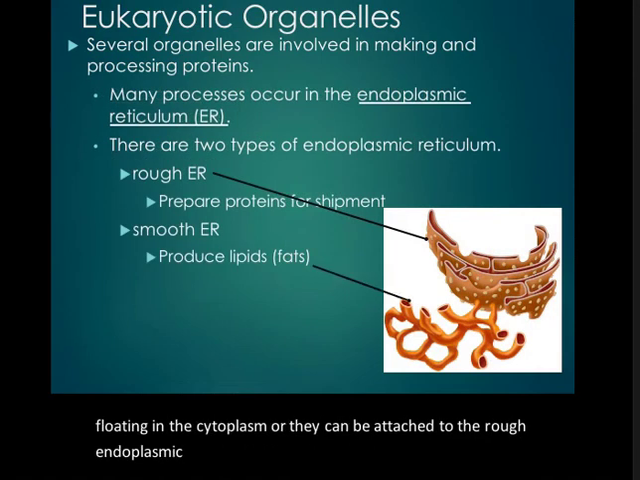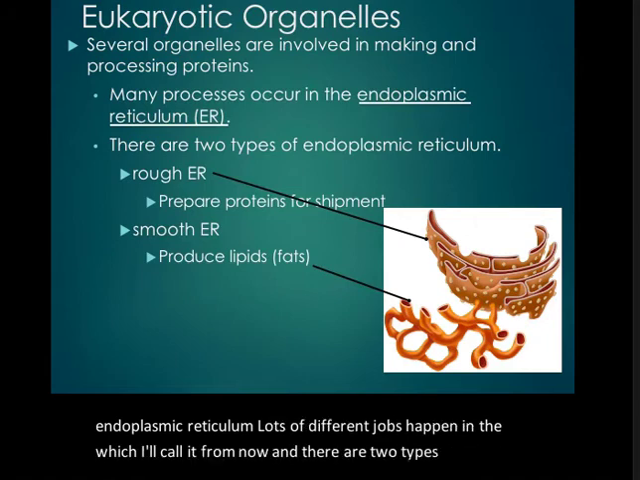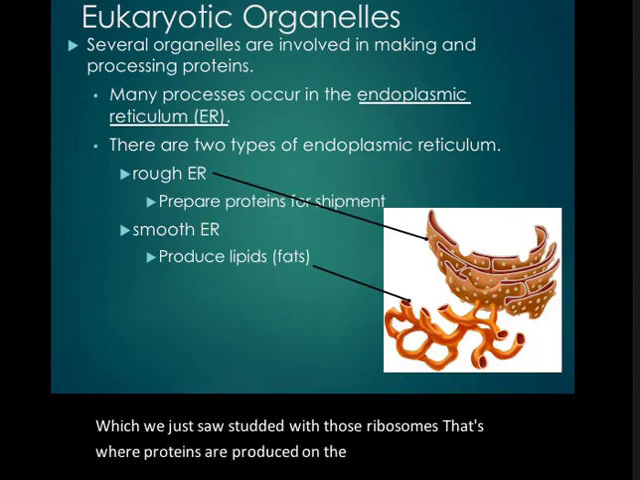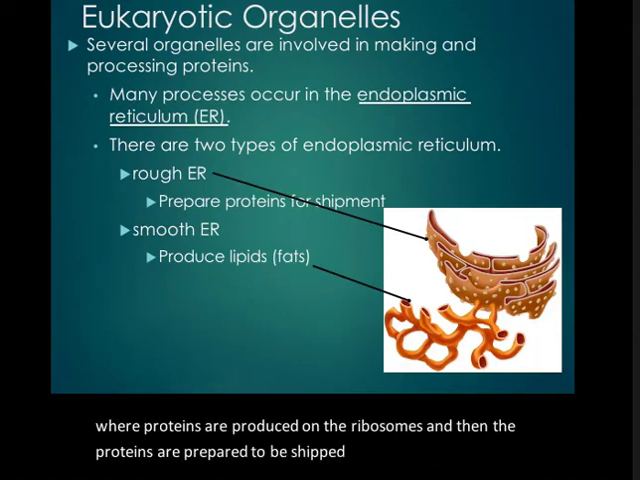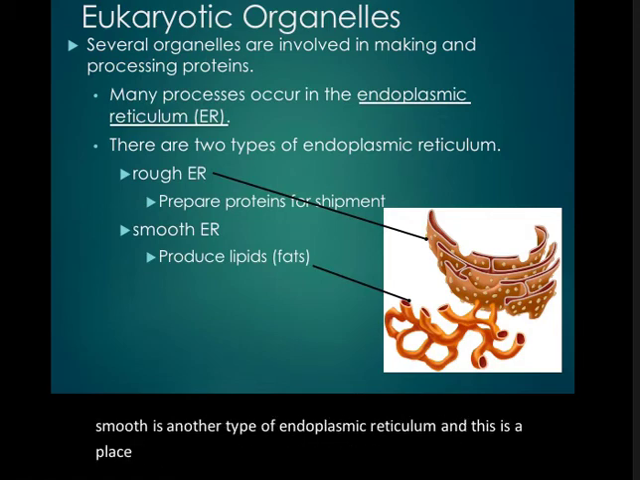And so then let's talk about the endoplasmic reticulum. Lots of different jobs actually happen in the ER, which I'll call it from now on. There are two types of ER, the rough ER, which we just saw studded with those ribosomes. That's where proteins are produced on the ribosomes, and then the proteins are prepared to be shipped out of the cell. The smooth ER is another type of endoplasmic reticulum, and this is a place where fats or lipids are produced in addition to doing several other jobs.